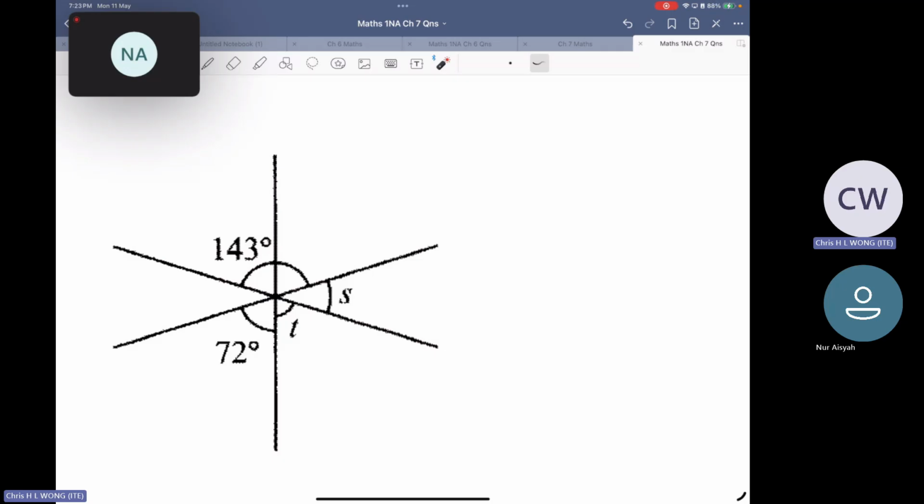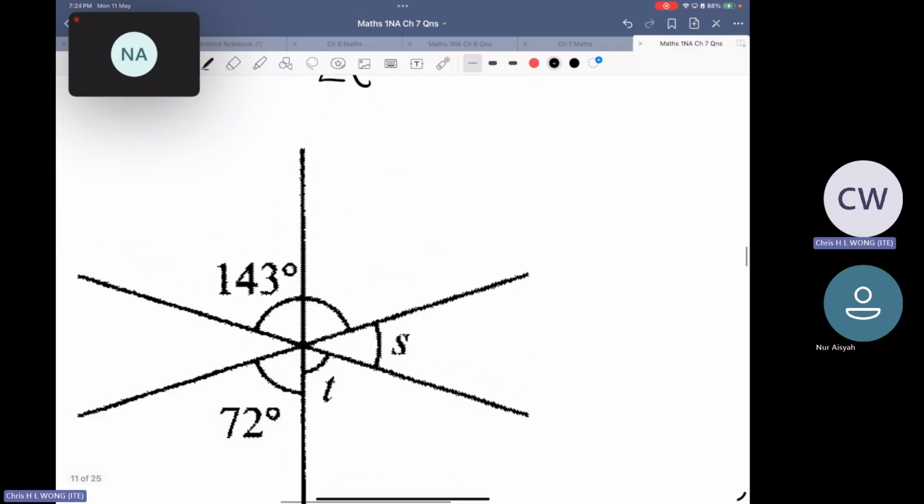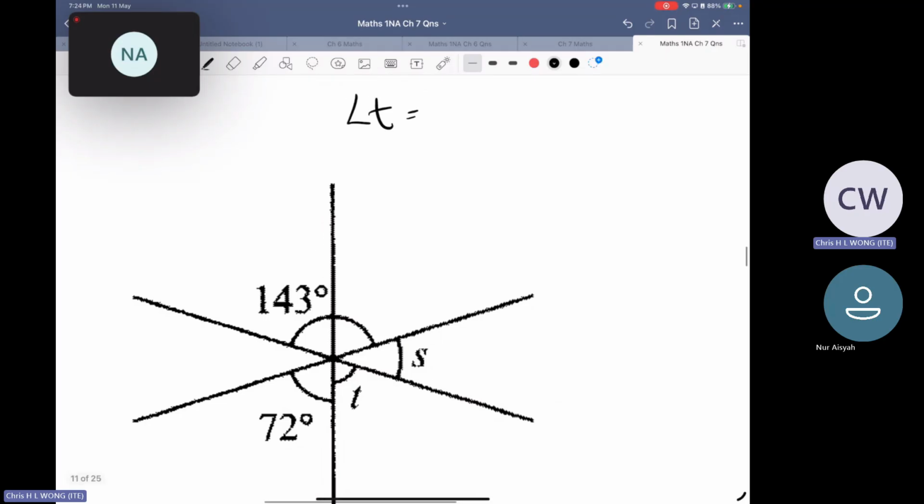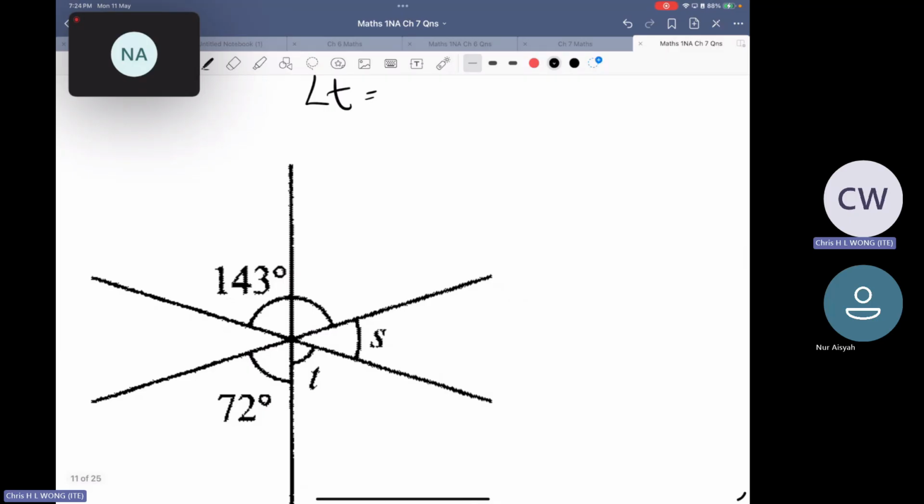If I want to start with this one, what can you deduce from here? Can you find t or not? You can, right? Angle t is equal to 143 minus 72, right? What is the reason? Corresponding. Oh, not corresponding.